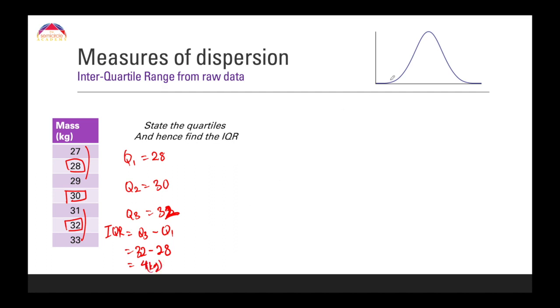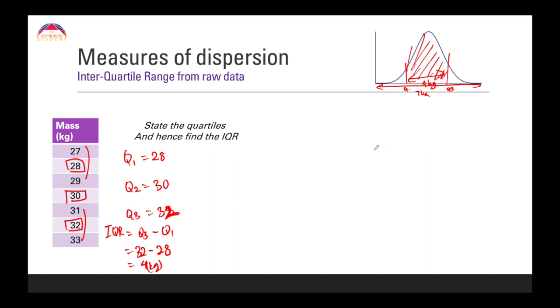So we can see here that the full range we had calculated was 7 kilograms. And the interquartile range, Q3 to Q1, this span here, the majority of lambs are in this 4 kilogram range here, right?